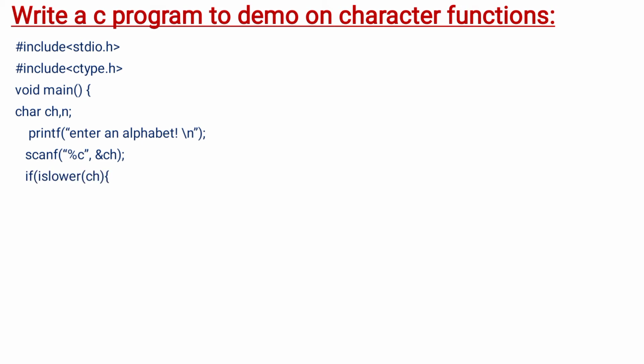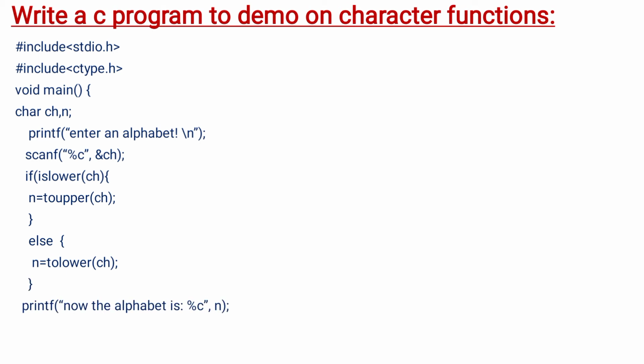If islower of ch, then opening brace, n equals toupper of ch. If the given alphabet is lowercase, then it is going to convert into uppercase. That's why we used toupper of ch here. Close brace. Next else keyword, opening brace. Else means if the above condition is false, then we are going to convert into lowercase. That's why tolower of ch. The converted lowercase alphabet is going to be stored in n variable.